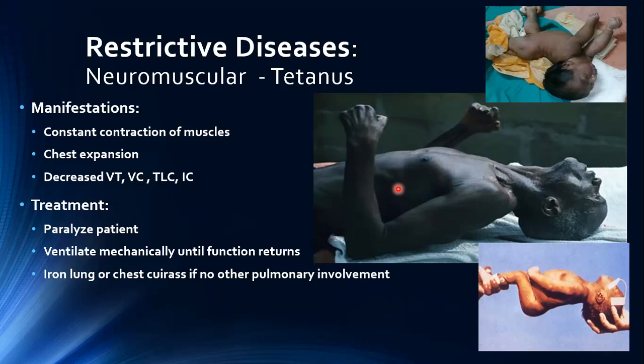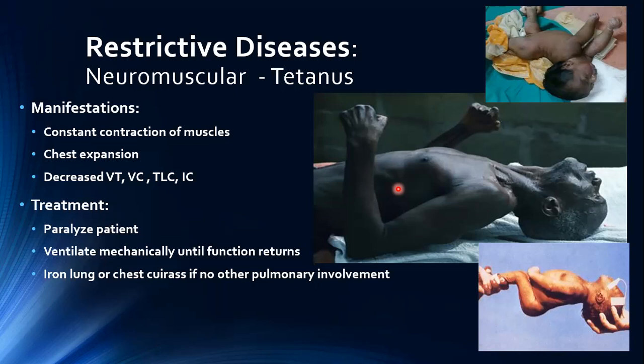It's no flex, no bend. So we have to give him some medicine that will totally paralyze him. And since we're going to have to paralyze him, we got to put him on a ventilator. Because when we totally paralyze, that's lungs and everything. Nothing's working. So we have to paralyze you, put him on a mechanical ventilator, right? Until his function returns. That's how you treat tetanus.